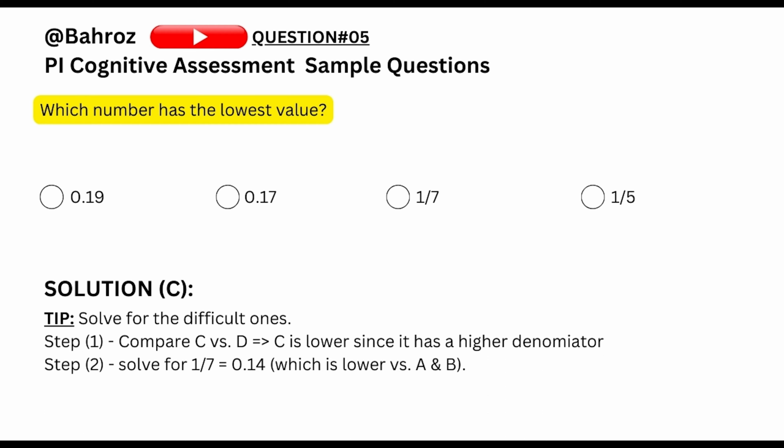So what we can simply do is compare C versus D first, which is whether C is lower or D is lower. Here, when the denominator is bigger, that number would be lower. So we clearly know that C is lower than D. So we can cancel out D. This way we only have to solve for C and we don't have to solve for D at all. Then we solve for 1 by 7. 1 by 7 is 0.14, which is lower compared to A and B, and hence our answer will be C.